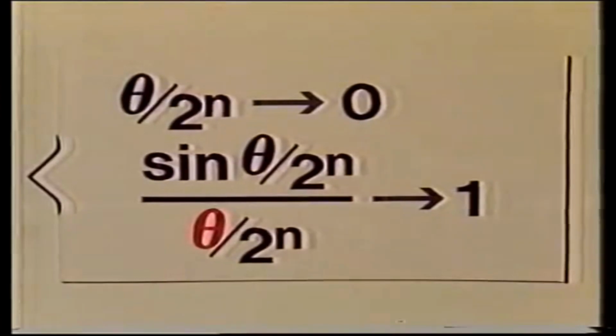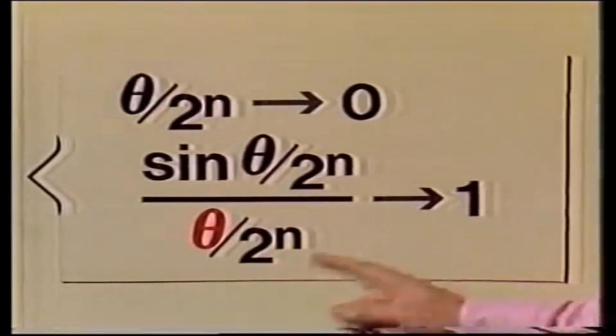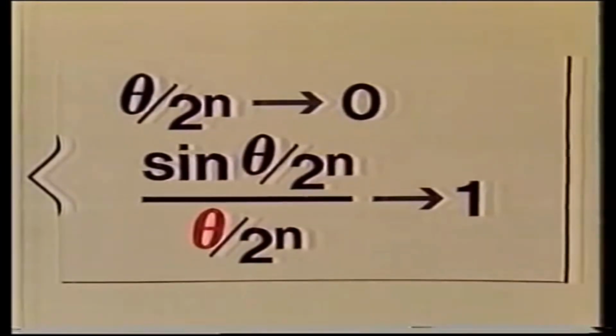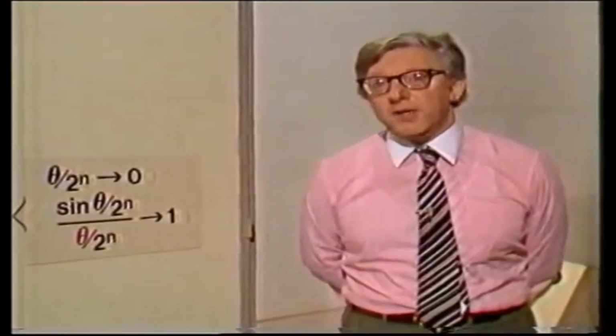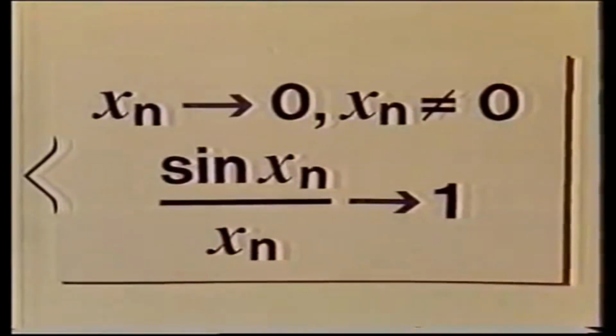In the second problem, this limit, sine theta over 2 to the n, divided by theta over 2 to the n, tending to 1, played an important role. Remember, that was a particular case of this general result for sequences. Well, Phil's now going to show you how that result is proved.